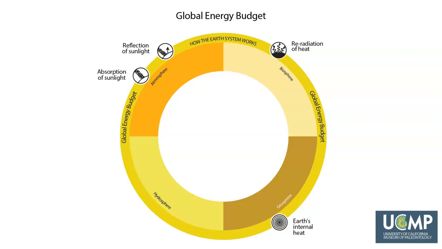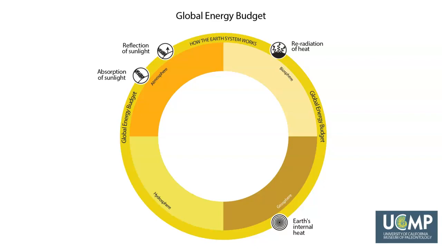For understanding global change, the most important components of the Earth's energy budget are how much sunlight is absorbed and reflected and how much heat is re-radiated. These primarily affect the atmosphere, hydrosphere, and biosphere. Additionally, Earth's internal heat drives processes in the geosphere, but contributes very little energy to Earth's climate and most ecosystems.